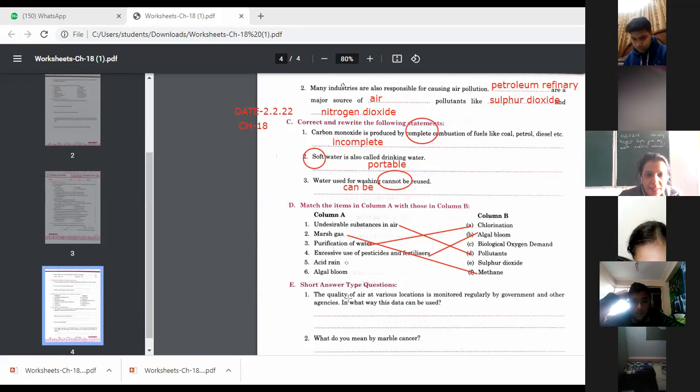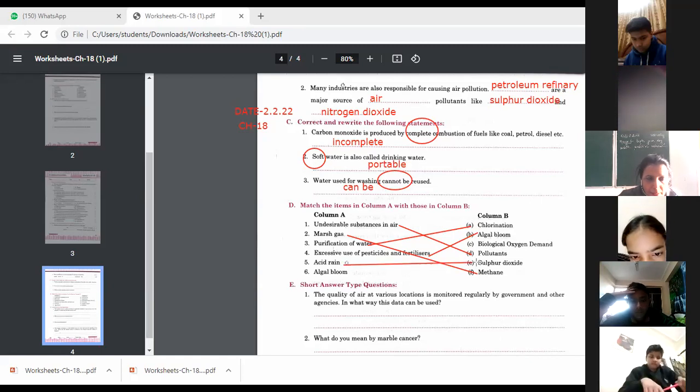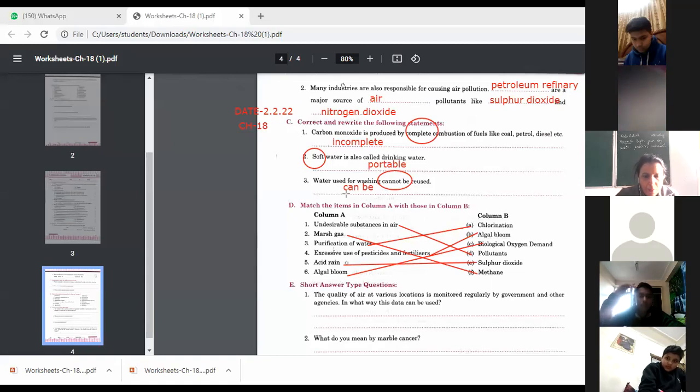If we are using the excessive amount of fertilizers and pesticides, alga bloom is there. Alga will increase in the ponds. That is known as alga bloom. Acid rain. Ma'am, sulfur oxide. Sulfur dioxide, ma'am. Dioxide. Next is alga bloom. Ma'am, biological oxygen demand. In this case, the demand of oxygen decreases. Till here, everybody has done.